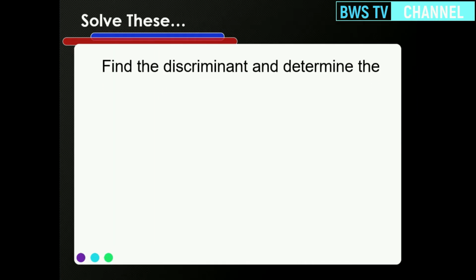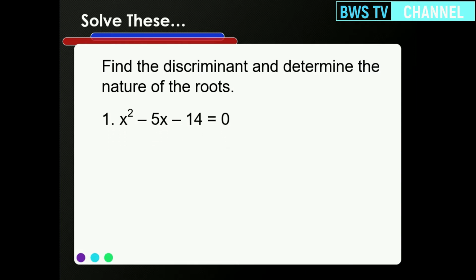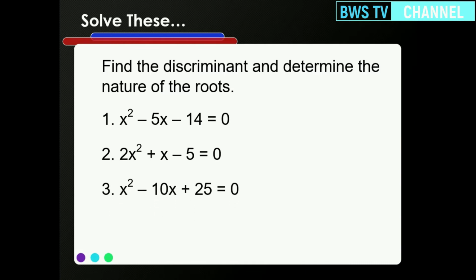Here we have now our examples. Find the discriminant and determine the nature of the roots. Example number 1: x squared minus 5x minus 14 is equal to 0. Example number 2: 2x squared plus x minus 5 is equal to 0. Example number 3: x squared minus 10x plus 25 is equal to 0. And example number 4: 4x squared minus 9x plus 7 is equal to 0. So let's solve these examples one at a time.